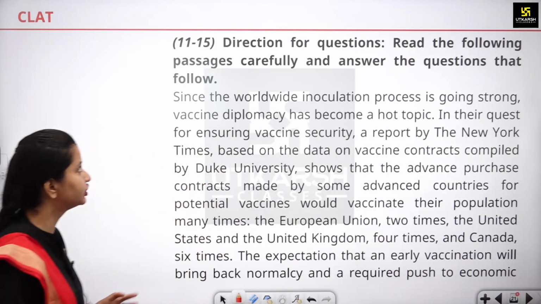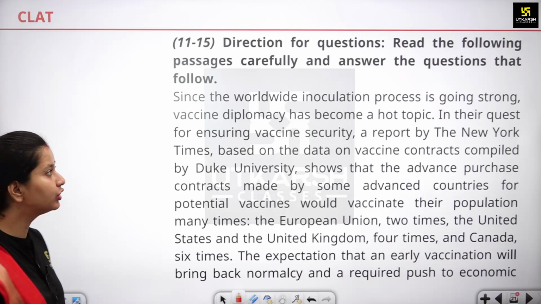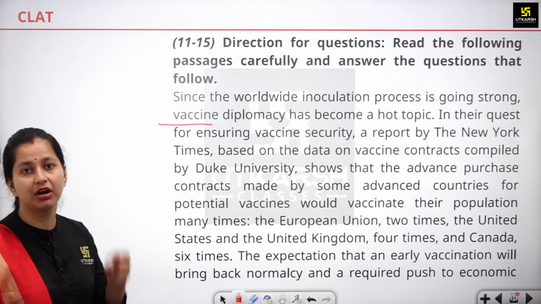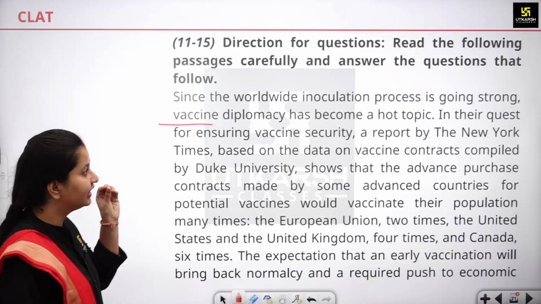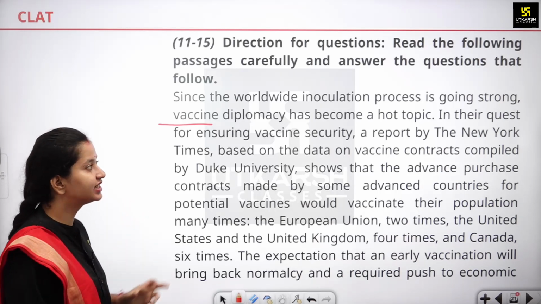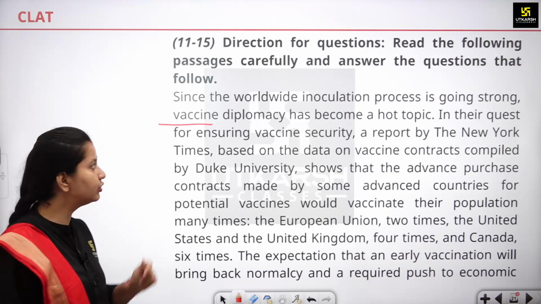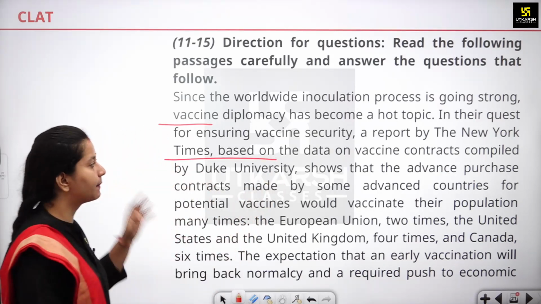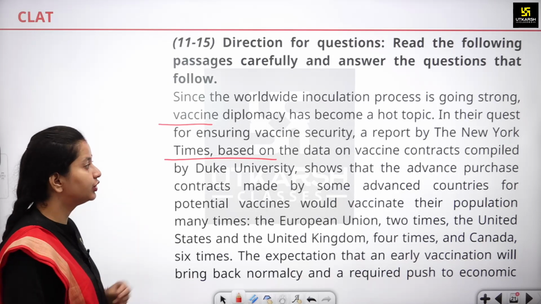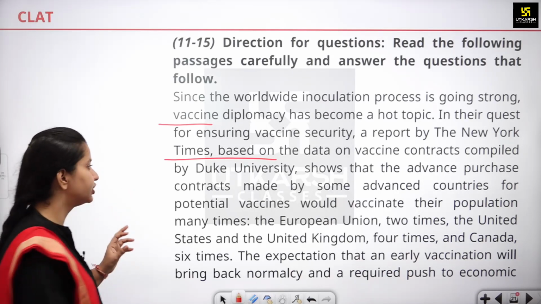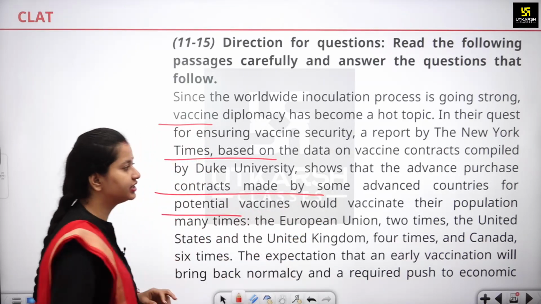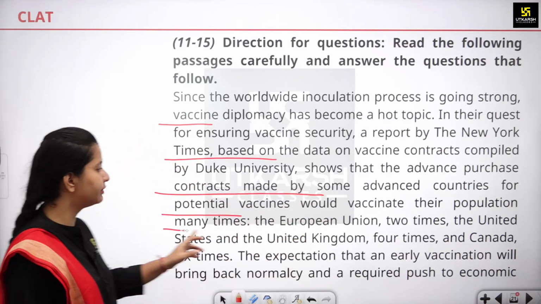So the next passage is about, since the worldwide inoculation process is going strong, vaccine diplomacy has become a hot topic. In their quest for ensuring vaccine security, a report by the New York Times based on the data on vaccine contracts compiled by Duke University shows that the advance purchase contracts made by some advanced countries for potential vaccines could vaccinate their population many times.